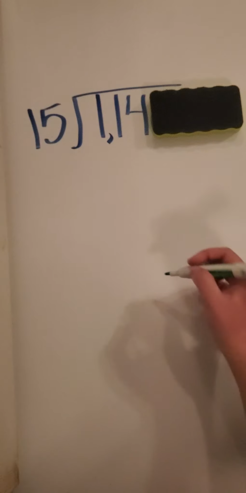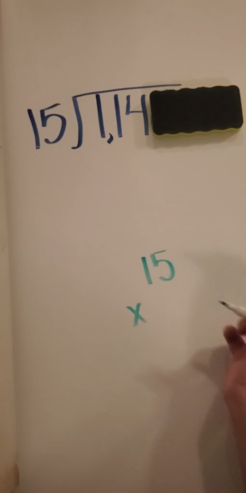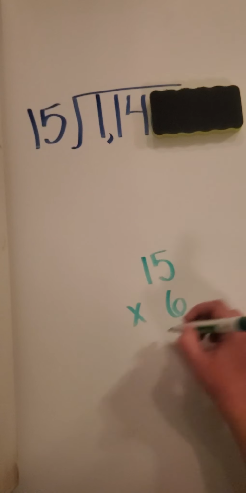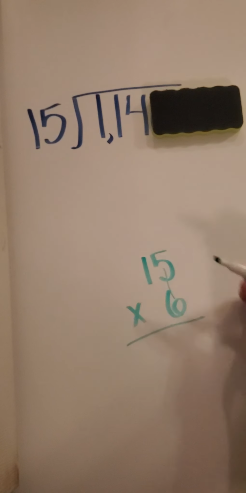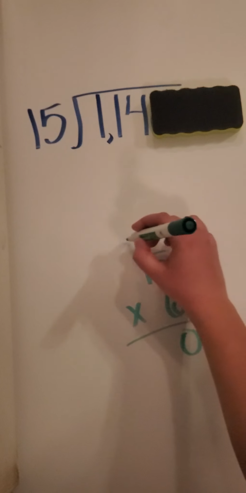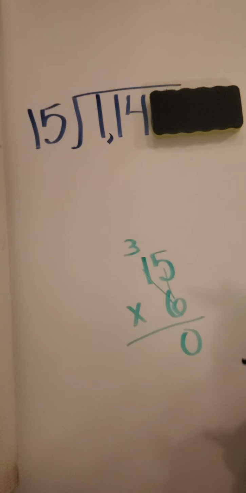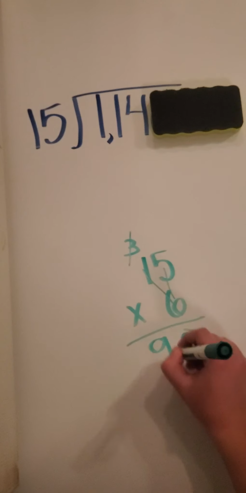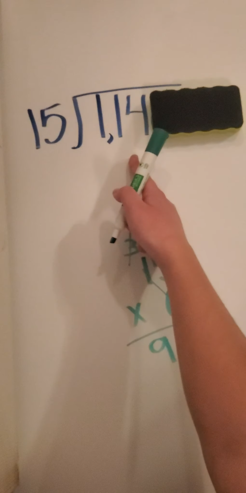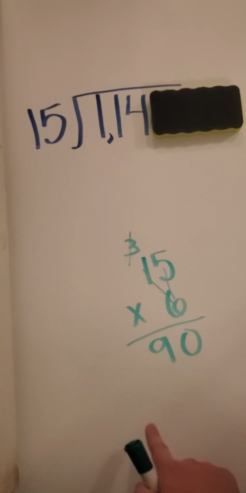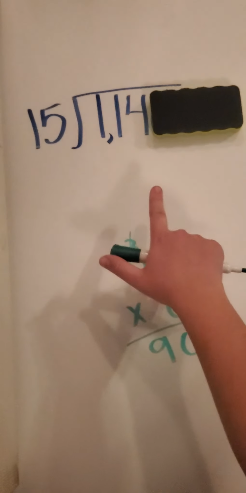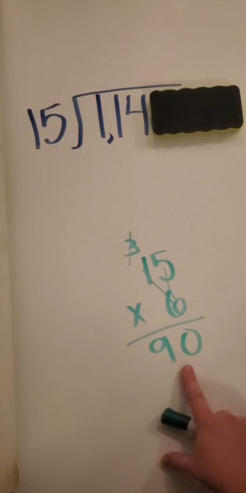Now I know 15 has to fit into 114, but I'm just not sure how many times. So that's when we come on down here and we do trial and error. We figure it out. So I'm just going to pick a number, maybe 15 times 6. All right, I know 6 times 5 is 30. And I know 6 times 1 is 6, plus 3 is 9. Okay, well 90 is less than 114. Ooh, and I know that 114 is more than 15 away from 90.